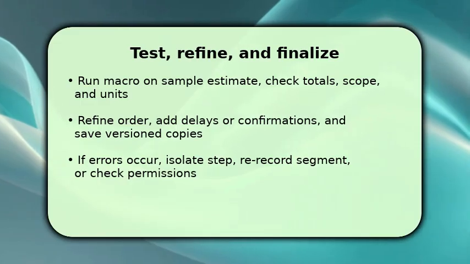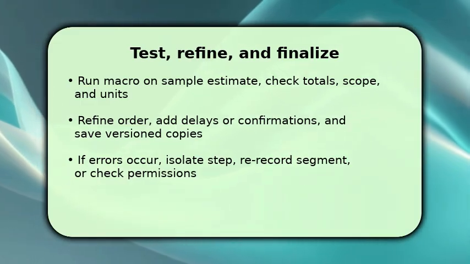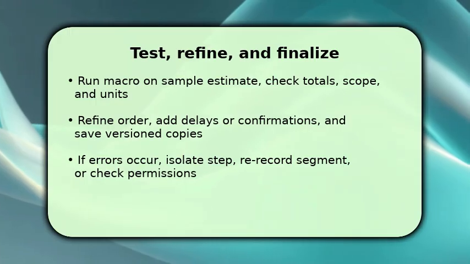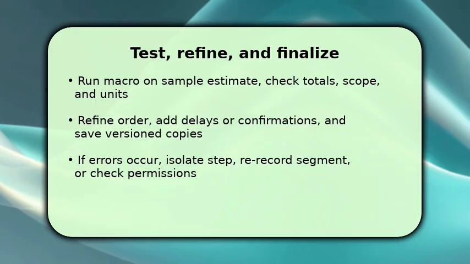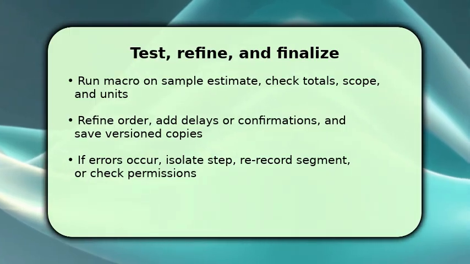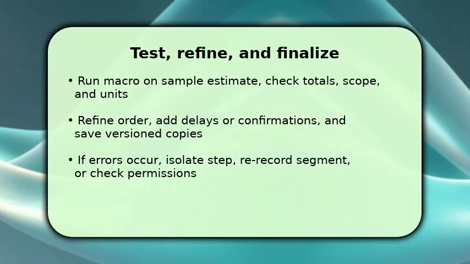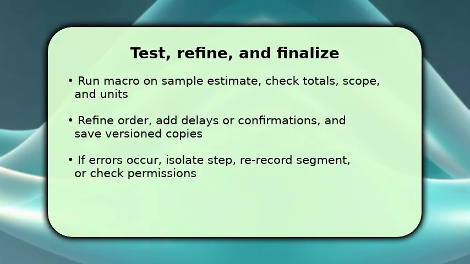If things go wrong, isolate the failing step by running segments, re-record that part, and confirm your account permissions and update state. One key troubleshooting tip: clear cached values and restart Xactimate before retesting to avoid stale field behavior.